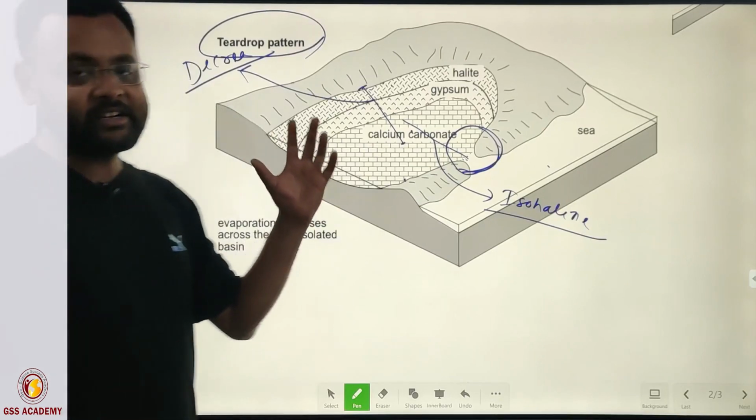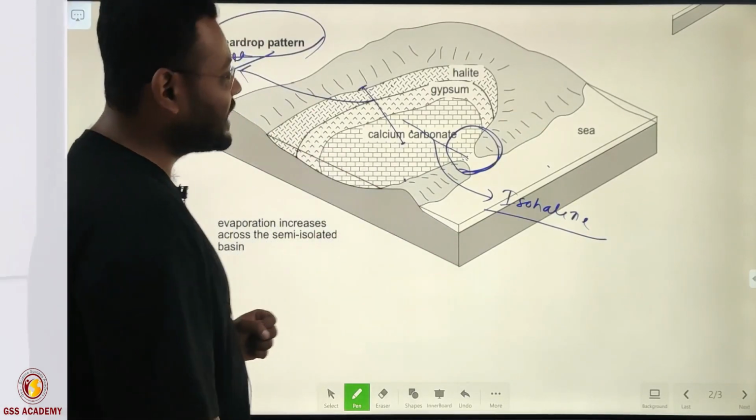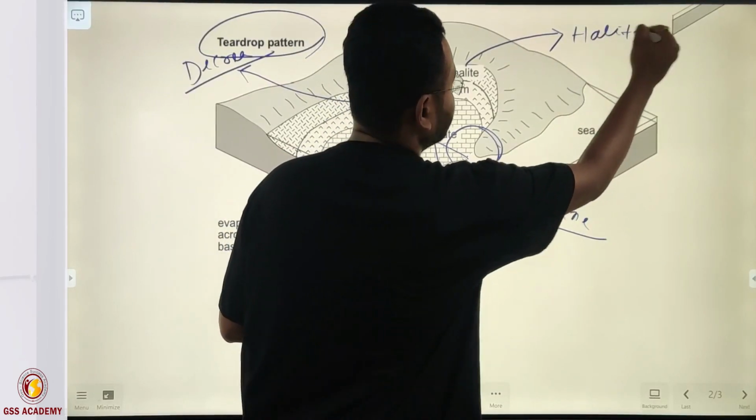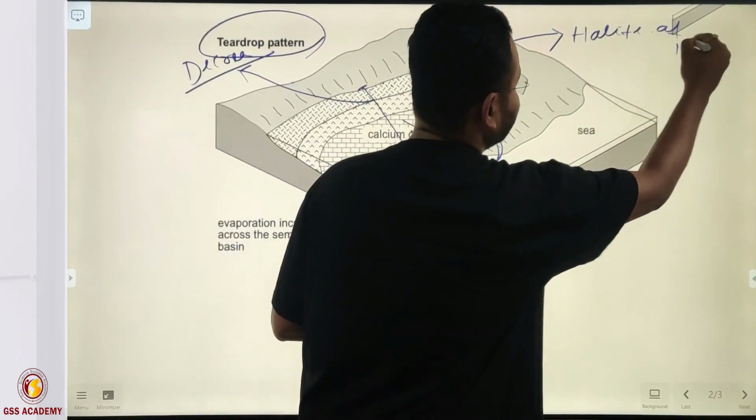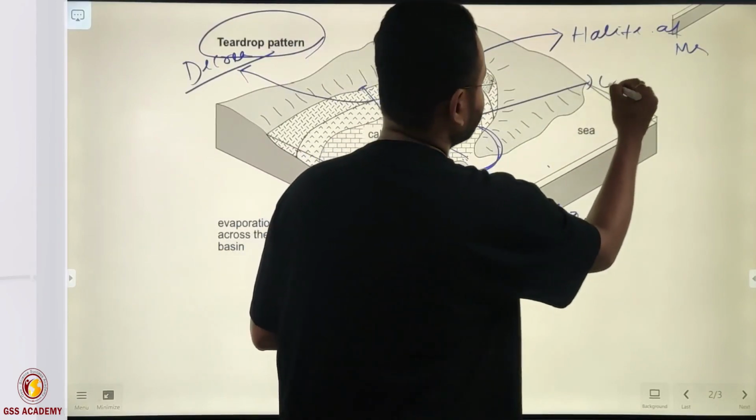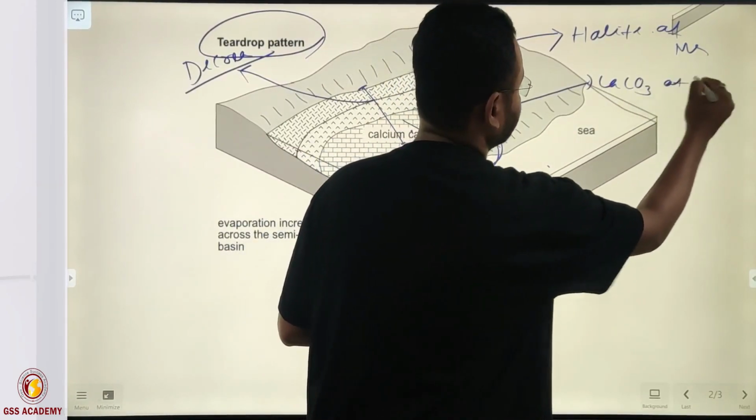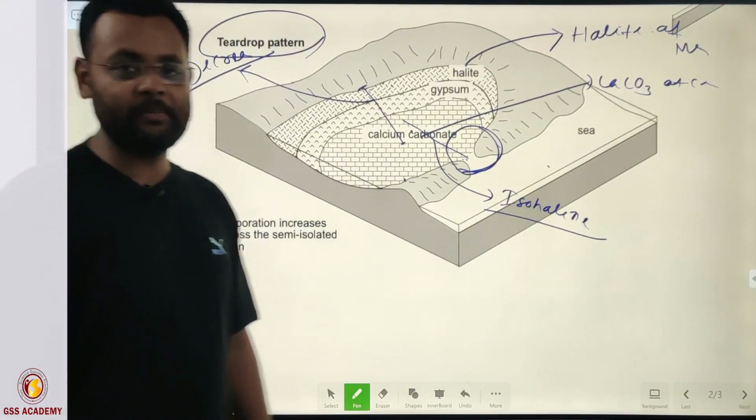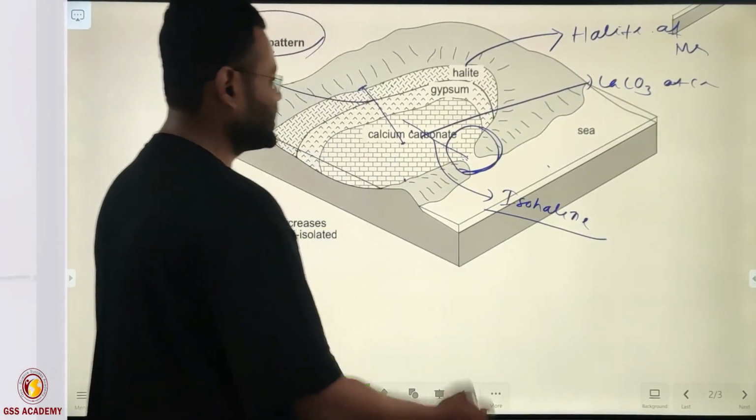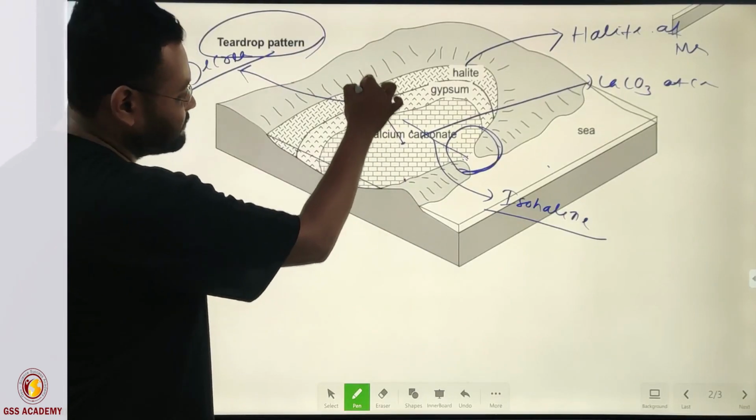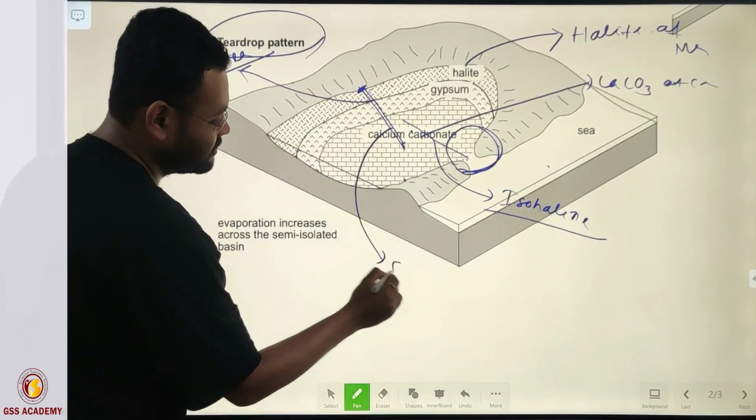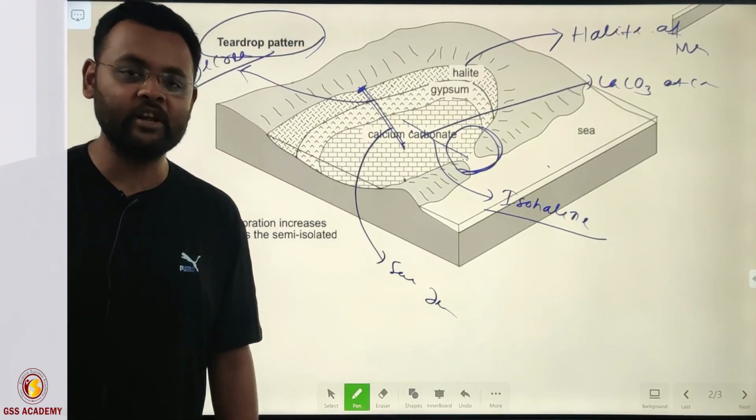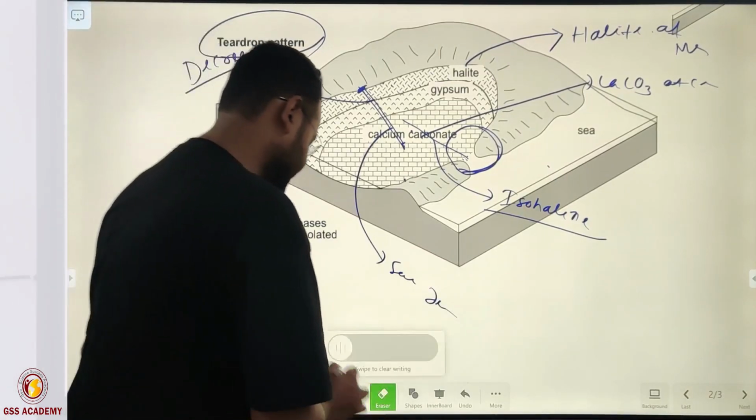In your teardrop pattern of evaporite deposits, we have the deposition of halite at margin and deposition of calcium carbonate at center, and from periphery to the center, the salinity value decreases, which is exactly opposite to the bull's eye pattern.